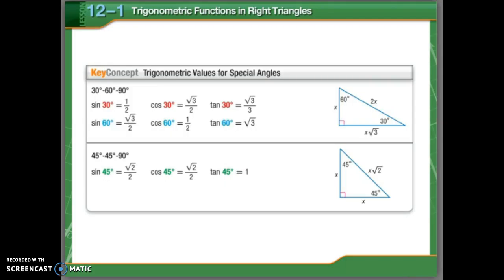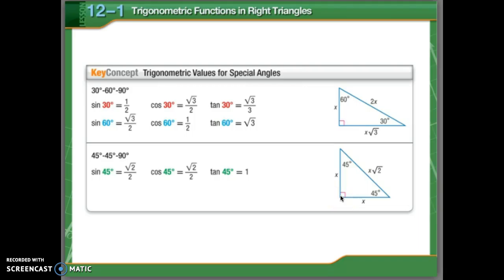Okay, our next key concept is the trig values for special angles. And there are 2 kinds of special triangles. The first one is called a 30, 60, 90 because it has angle measures of 30 degrees, 60 degrees, and 90 degrees in the triangle. And the second one is called a 45, 45, 90 because 2 angles are 45 degrees and the third angle is 90 degrees.